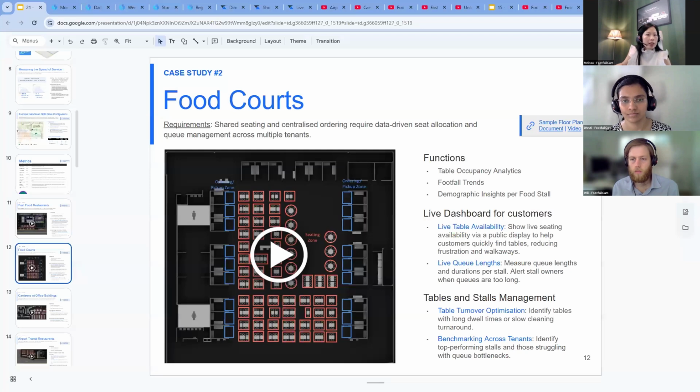In addition to the seating, as we mentioned just now, we provide queue length monitoring of each individual store, so you can encourage people to go to the quieter store. So it promotes a more even distribution of traffic across your different vendors. And this real-time view also helps the owner react in real time, maybe calling in more staff or speeding up the preparation.